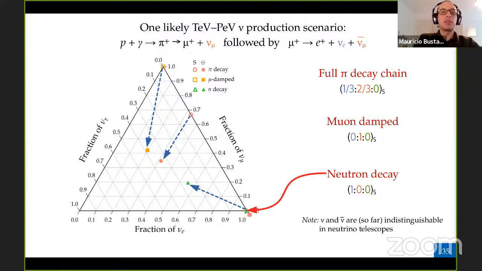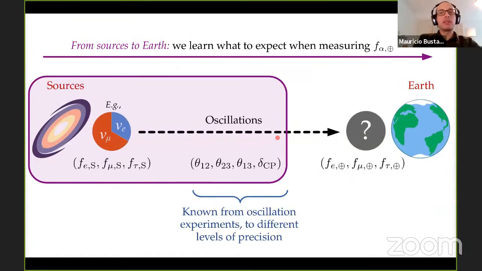This is a nu E bar only, the beta decay of neutrons, and you end up in a different place at Earth. Now, this is, of course, if we know exactly how the probabilities work. So we know the mixing parameters exactly, and we can calculate the oscillation probabilities exactly. But we don't. We know this with uncertainty. The theta 12, 23, and 13, and the delta CP are known within errors. And not only that, the errors are correlated. So we take that into account.